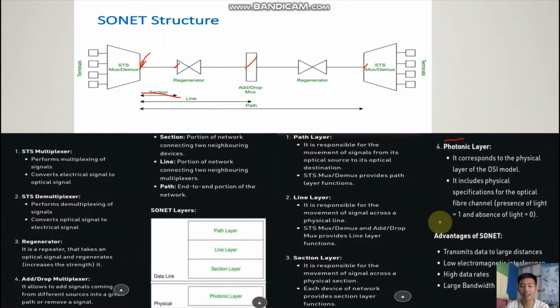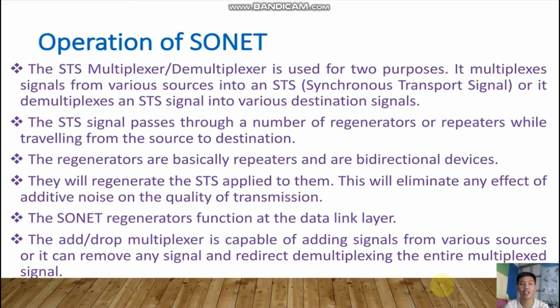So we have here the advantages of SONET. It transmits data over large distances, has low electromagnetic interference, high data rates, and large bandwidth.